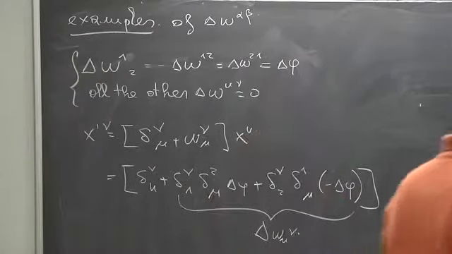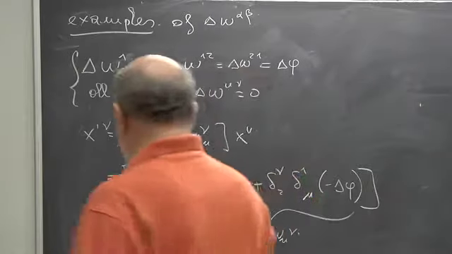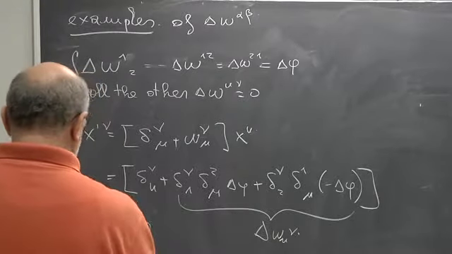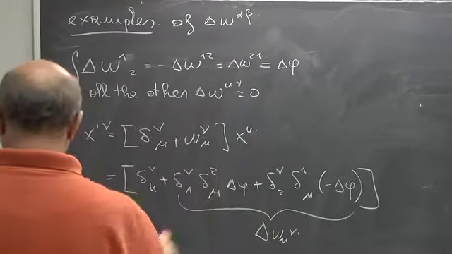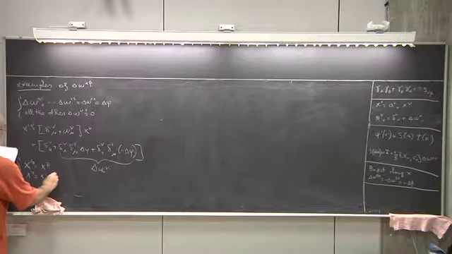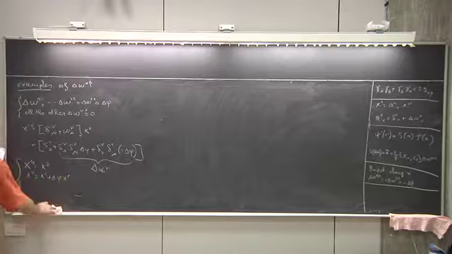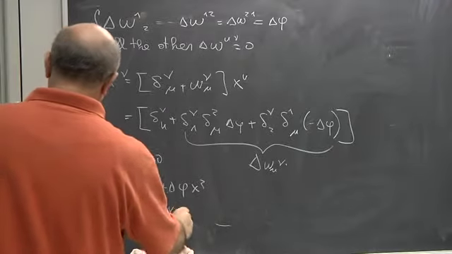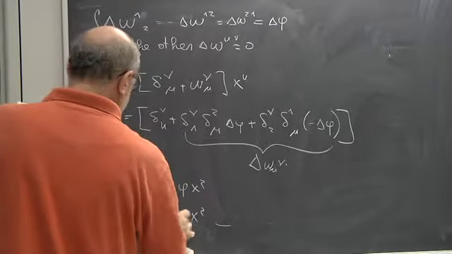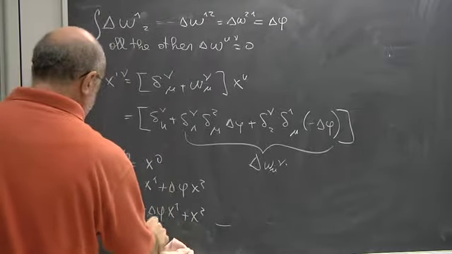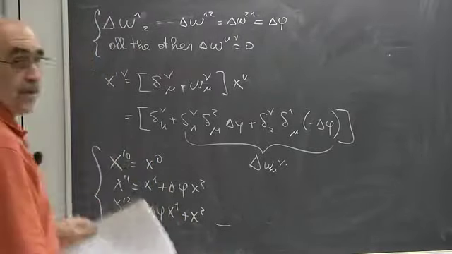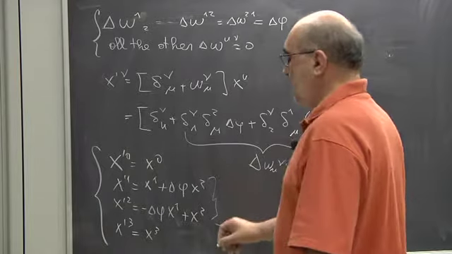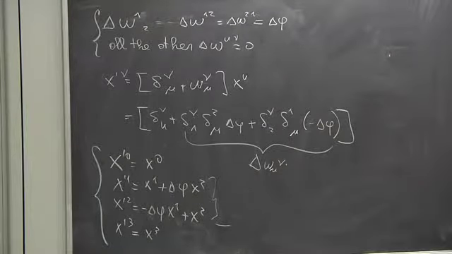Okay, let's go and look at in components. If we look in components here, we have x prime 0 equal x0. Then x prime 1, let's put 1, 1, 1, and let's see what happens. We get x1 plus delta phi x2. Then we have x prime 2. This is minus delta phi x1 plus x2. And x prime 3 is equal x3. This is exactly a rotation around the axis x3, right? This is exactly an infinitesimal rotation around the axis x3.